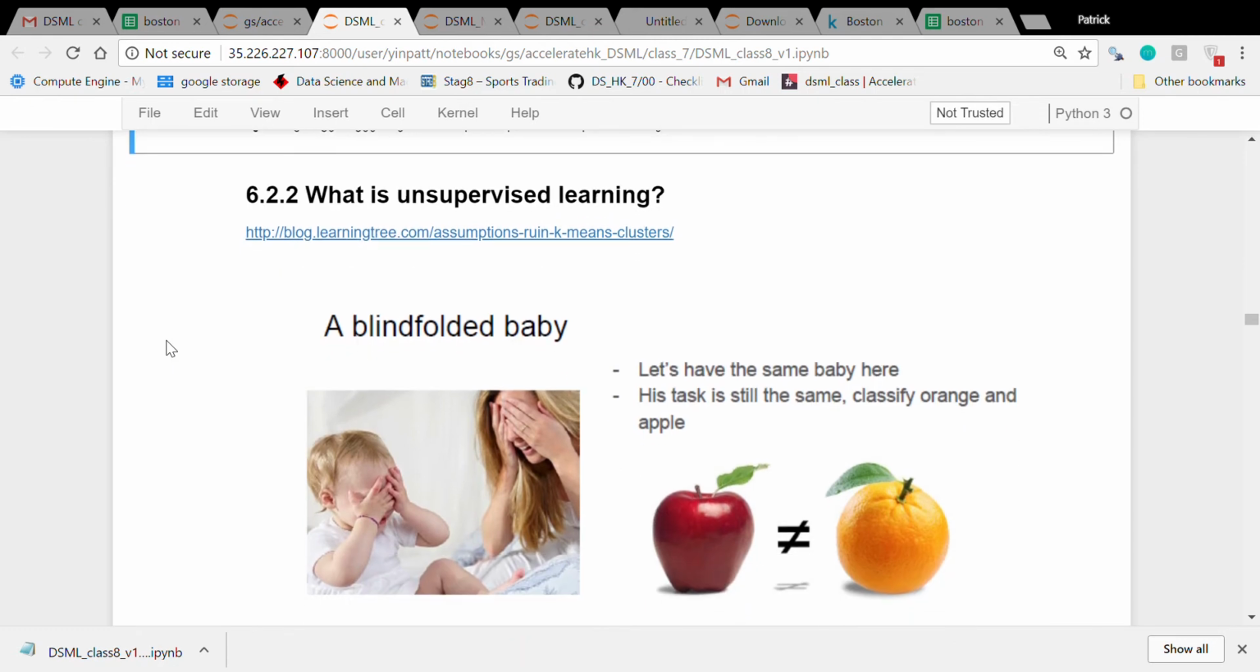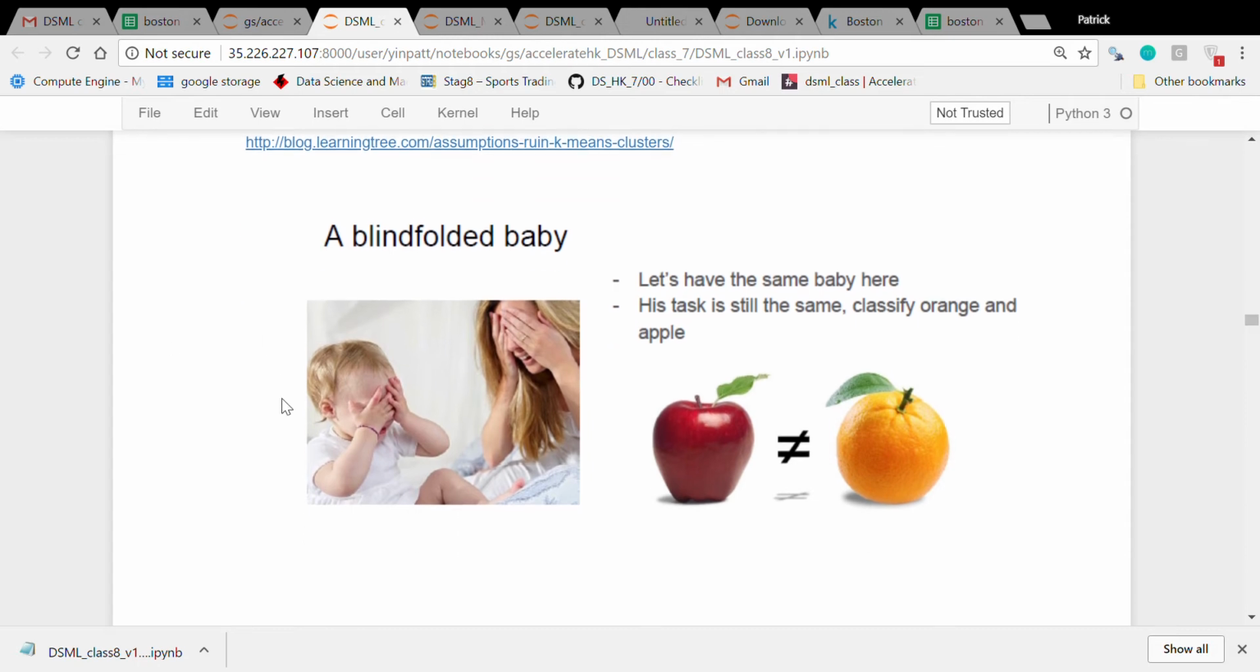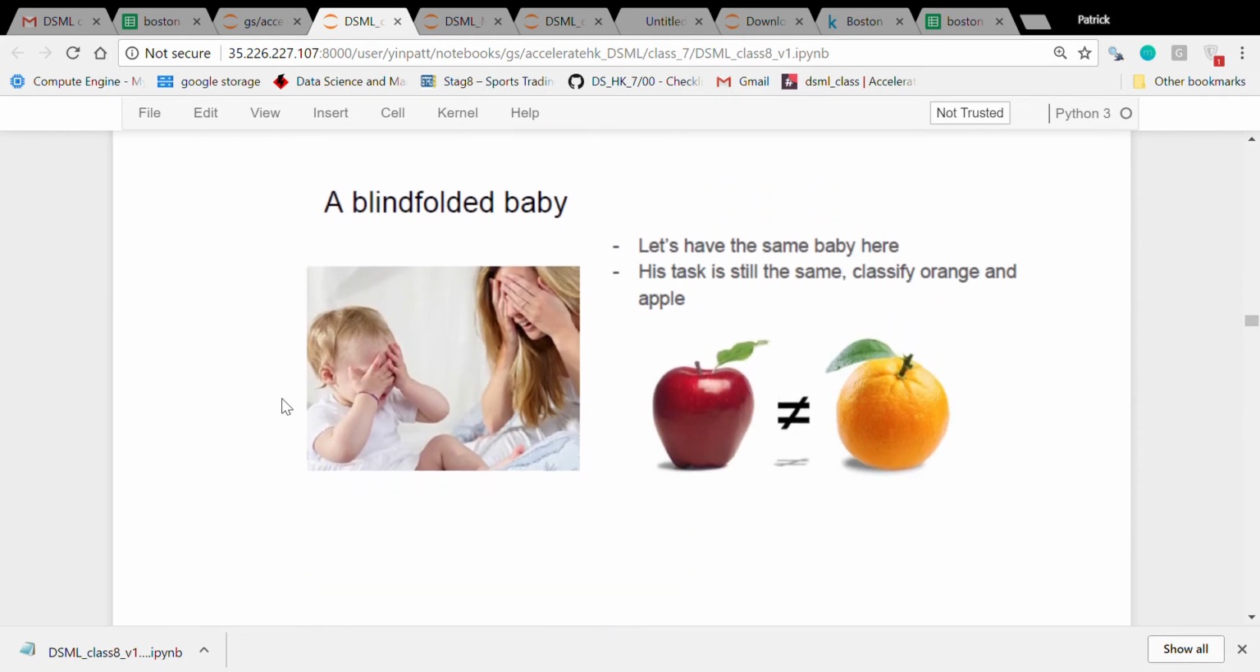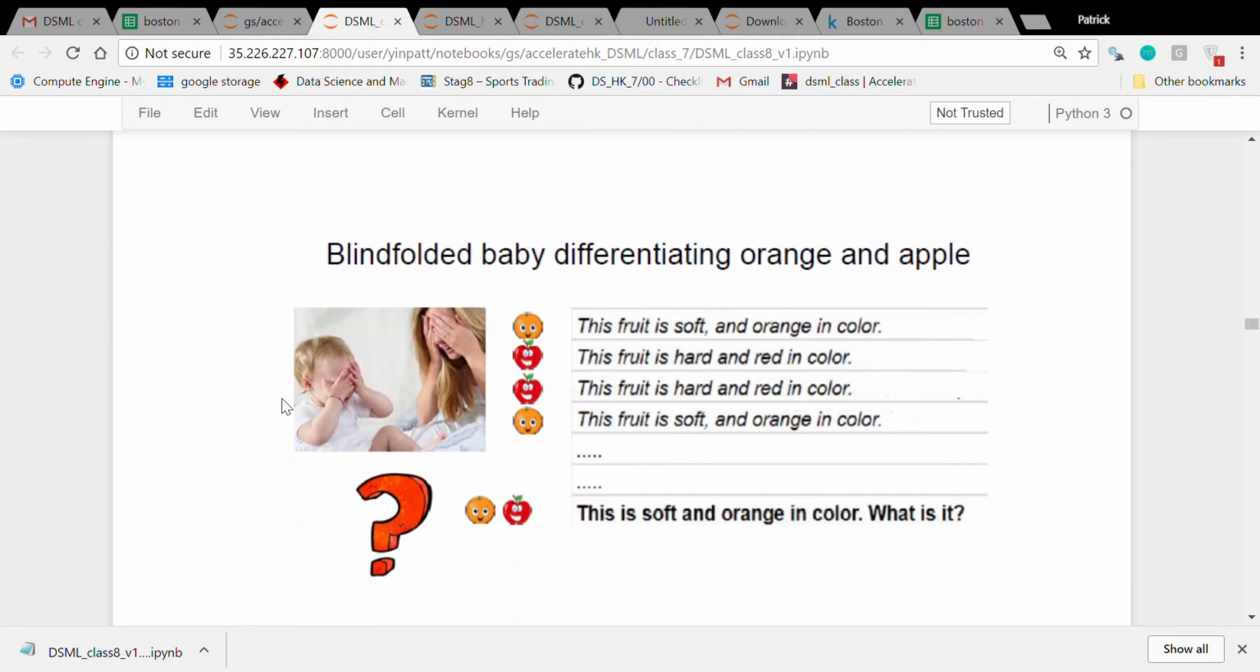Okay. So how about unsupervised learning, which is somehow quite magical. You don't tell the computer what it is, but the computer figures it out itself. So now we'll talk about unsupervised learning. It's the same setting, so again, it's a blindfolded baby. The task is still the same, to classify orange or apple. And the rules are the same: the baby can't listen to anything, the only input is you whispering the instructions.